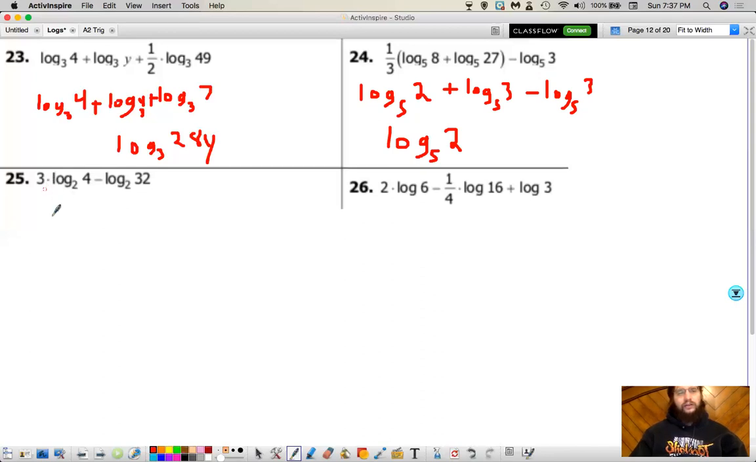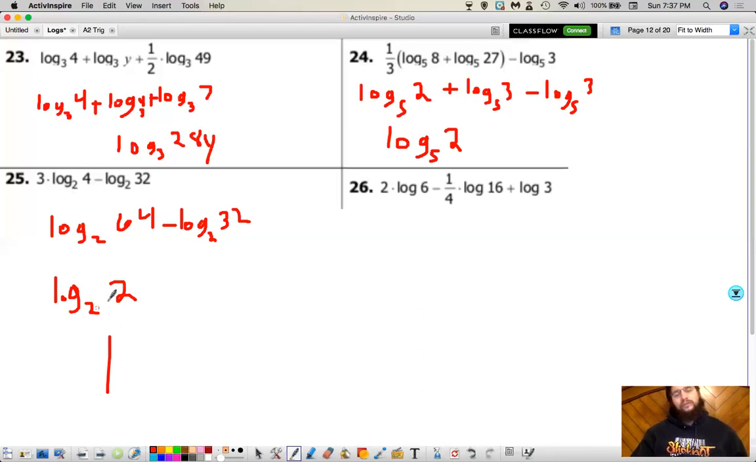4 to the 3rd power is 64. And that's minus log base 2 of 32. So now that we've taken care of our powers, we can go ahead and do the division. 64 divided by 32 is 2. Oh, so that's log base 2 of 2. 2 to what power is 2? 1.